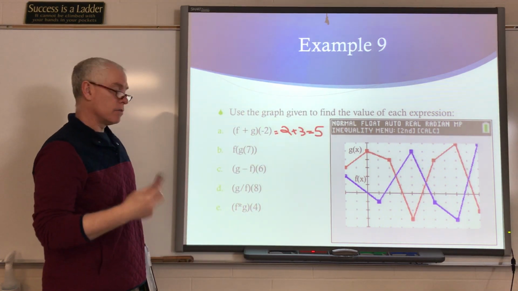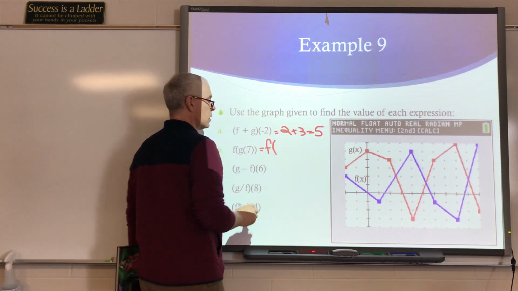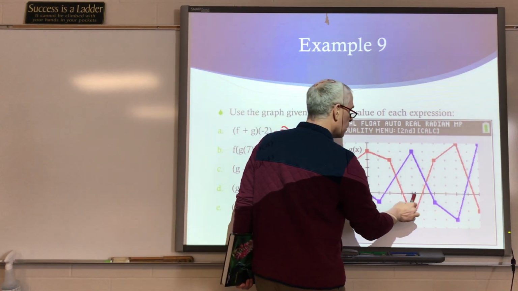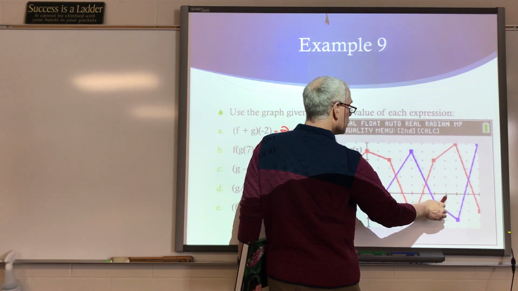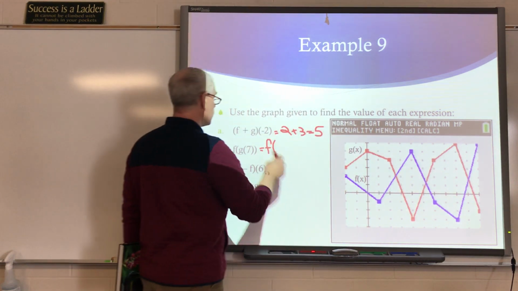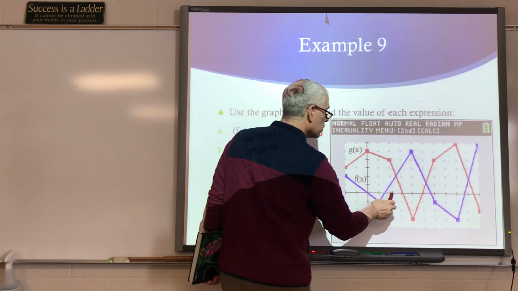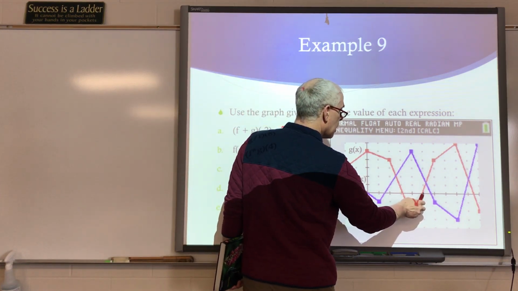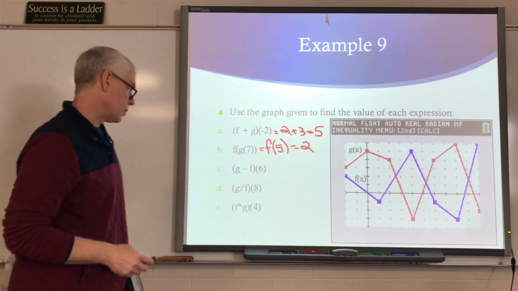F of g of 7. So this is a little bit different. So this is going to be f of, okay, 1, 2, 3, 4, 5, 6, 7. G of 7, the g function's the red one. That's 1, 2, 3, 4, 5. G of 7 is 5. So now I'm looking for what f of 5 is. 1, 2, 3, 4, 5. The f function goes up to 2. That's just going to be a 2.